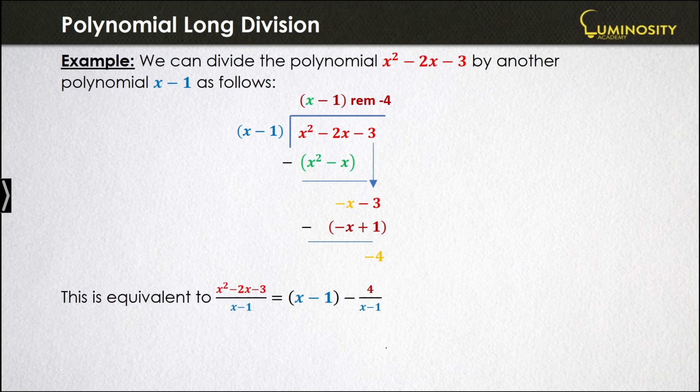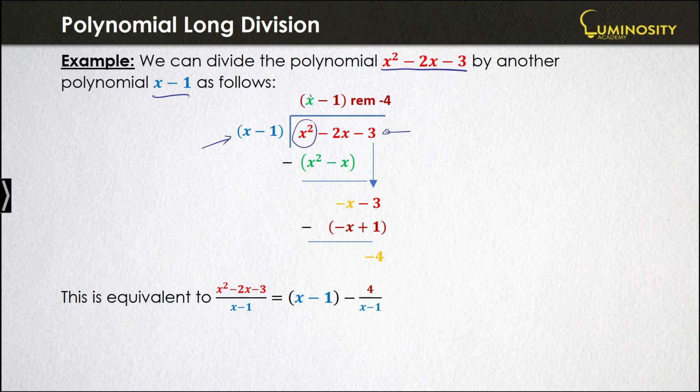As another example, we can divide the polynomial x squared minus 2x minus 3 by another polynomial x minus 1. So again, your divisor x minus 1, your dividend x squared minus 2x minus 3. So I need a quotient term now, that when I multiply it by the divisor, I can start cancelling terms. So I see an x squared here. So what can I do?